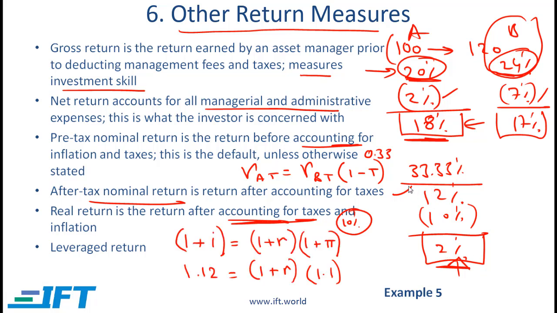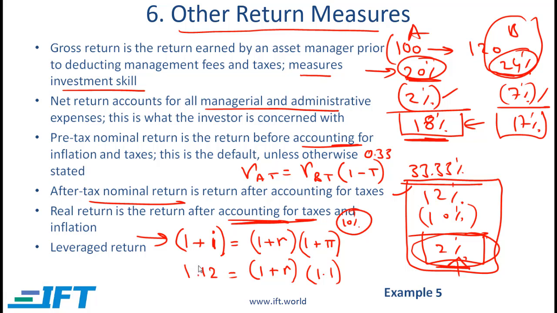What I have shown here is a simplistic and approximate calculation where we subtract inflation from the nominal after-tax rate to come up with the real rate. The more precise formula is given right here. 1 plus I, where I stands for the nominal after-tax rate, is equal to 1 plus R, where R is our after-tax real return, multiplied by 1 plus pi, where pi stands for inflation.